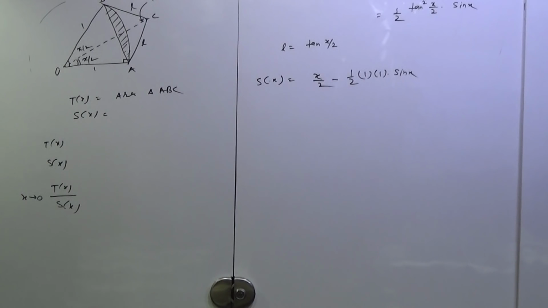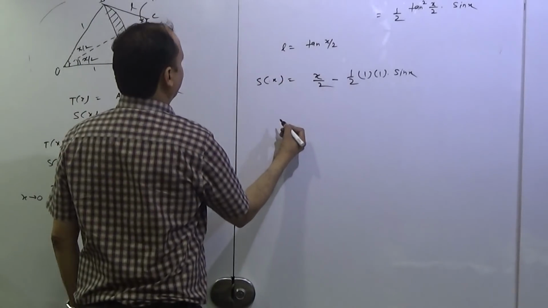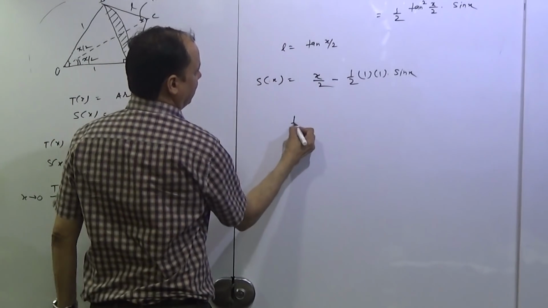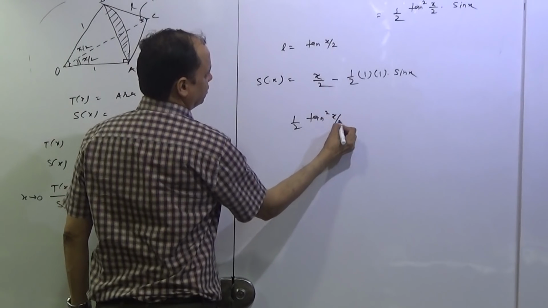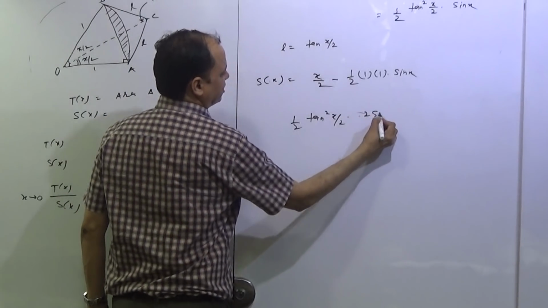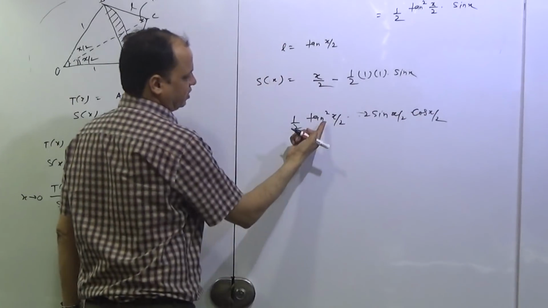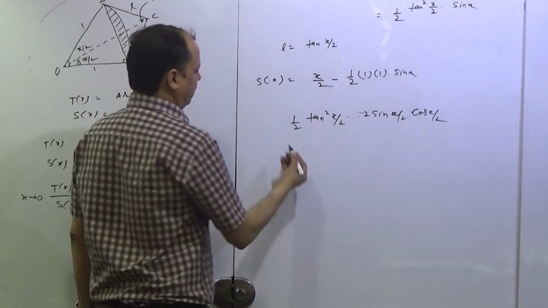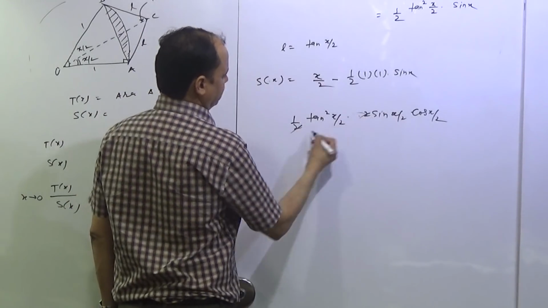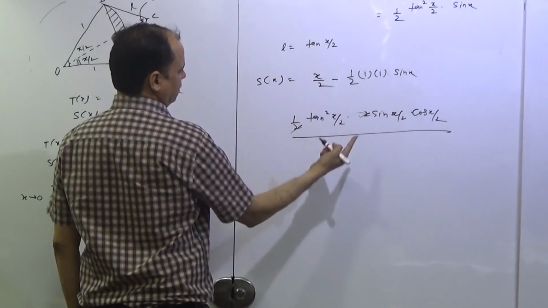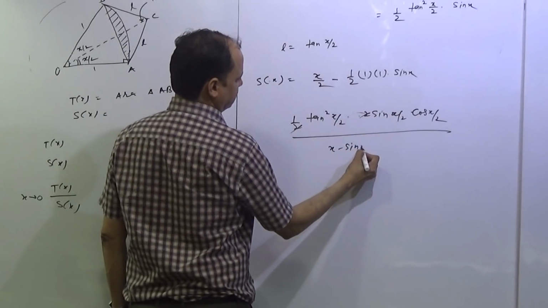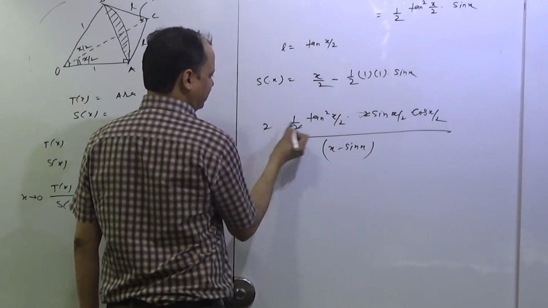So finally, what are you going to get? S of x we know this. To finalize or verify the answer, we have to solve this. Now T of x I have written there: half tan square x by 2 into, I will write it as 2 sin x by 2 cos x by 2. It's just for one reason, that I want to cancel this, and this 2 is over now. This is divided by x minus sin x, the whole by 2. So I can write 2 over here.